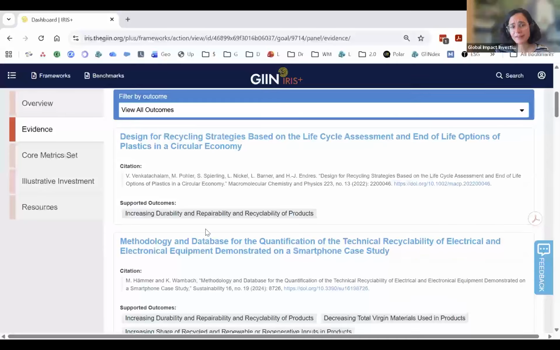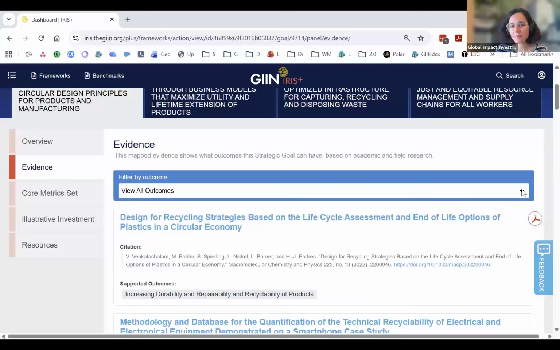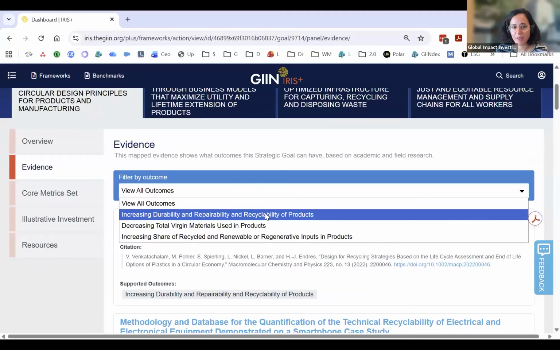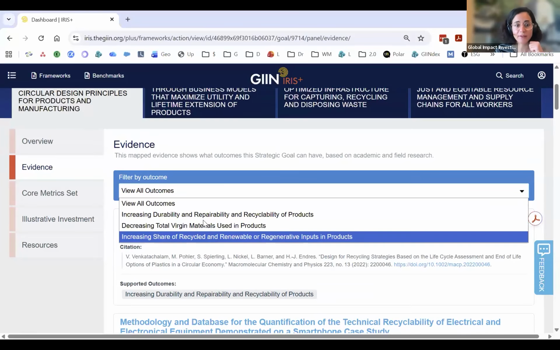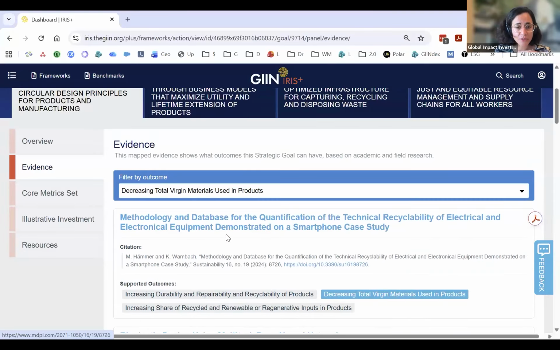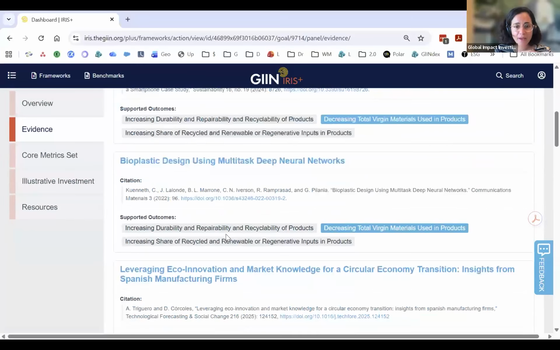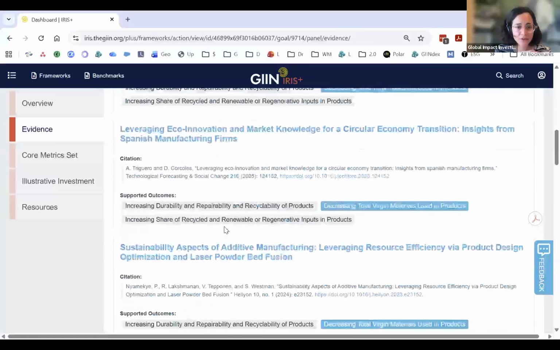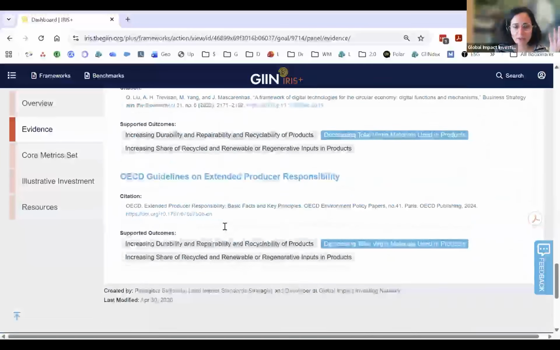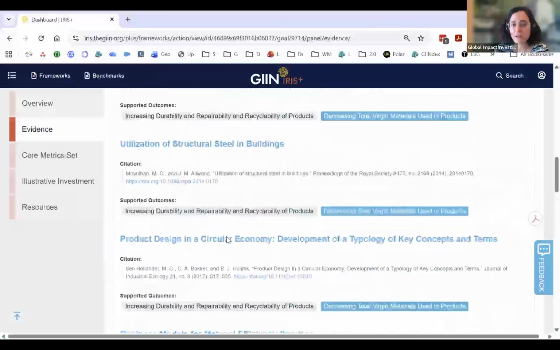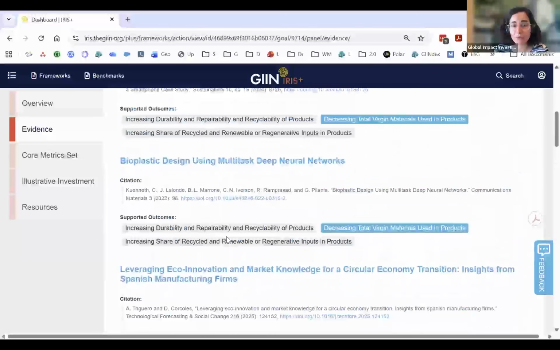what we try to do here is back up that assertion with relevant peer-reviewed papers. So for example, for decreasing total virgin material used in products, we have these 1, 2, 3, 4, 5. Okay, it's a few. We have a number of peer-reviewed papers.